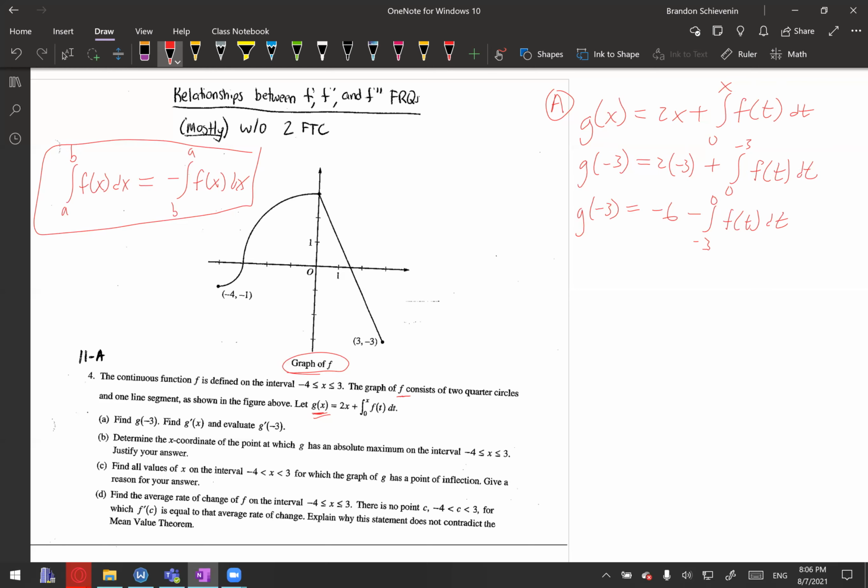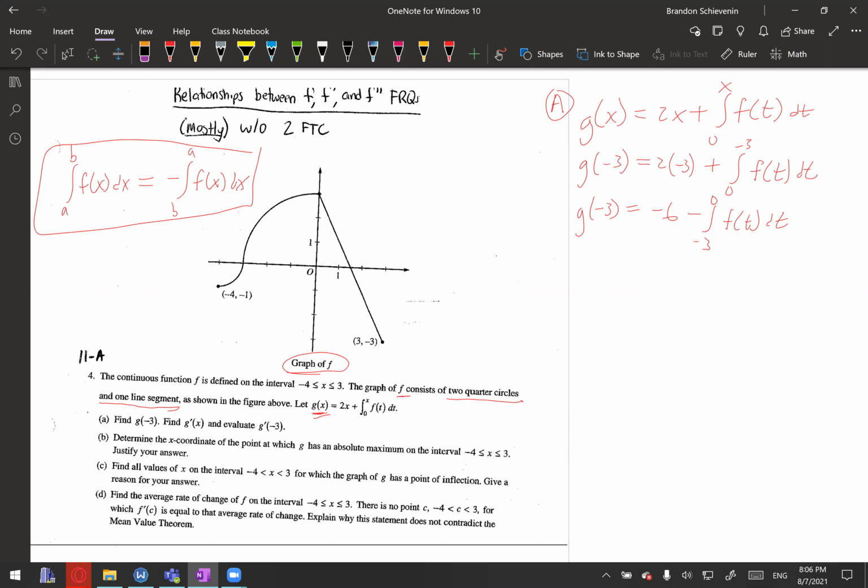We were told that this graph consists of 2 quarter circles and 1 line segment. So if this graph is 2 quarter circles and 1 line segment, I've got 2 quarter circles for this part of the graph here. 1 quarter circle and another quarter circle. Since an integral is the area underneath the curve, if we're able to figure out what the area of this quarter of a circle would be, that should be our integral.